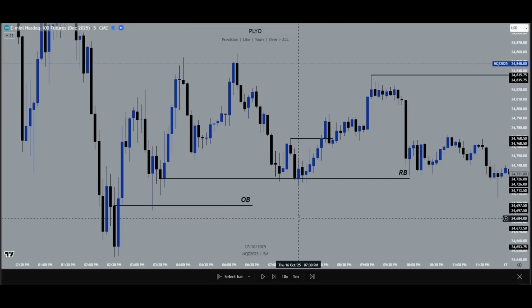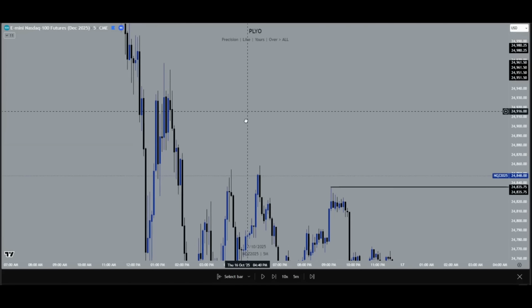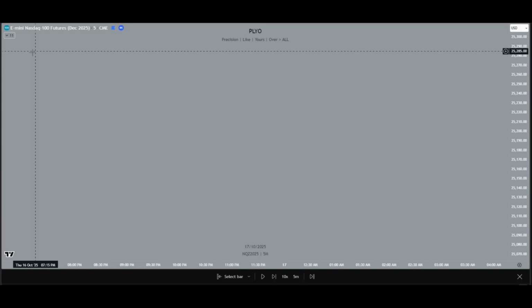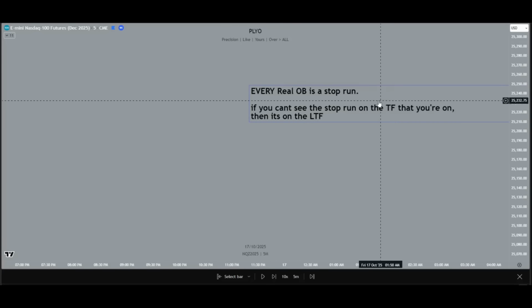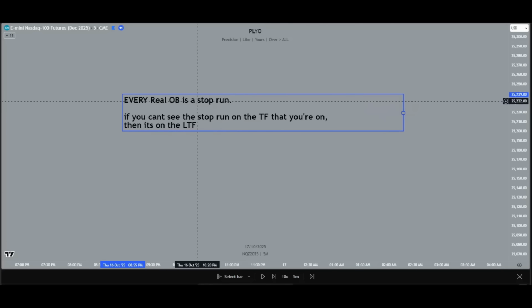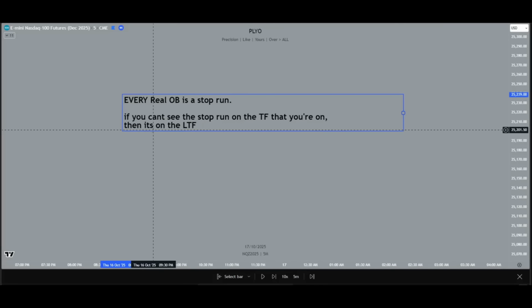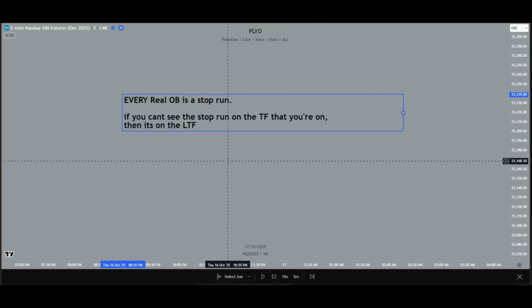That's also what you see here. Now, let's talk about the CISD thing. We'll wrap it up with that. This is probably the most important thing to remember. Every single order block that you see is a stop run. I'm going to write this part out. Okay. Every real OB is a stop run. If you can't see the stop run on the time frame that you're on, then it's on the lower time frame. Okay. You have to think about this.